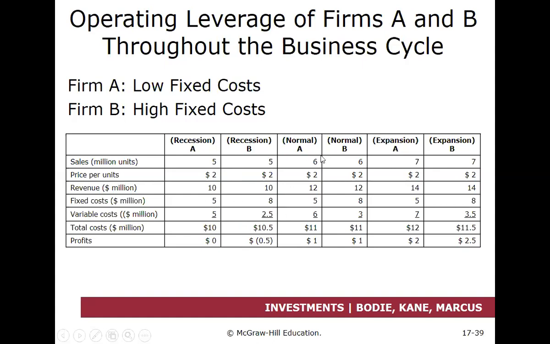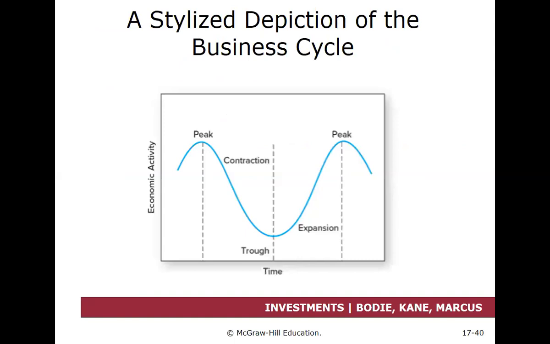You can again compare in a normal stage, and then again in an expansion stage. Here the profit is the same, $1 million. Then in the expansion, the profit changes. Firm A earns $2 million and firm B earns $2.5 million.